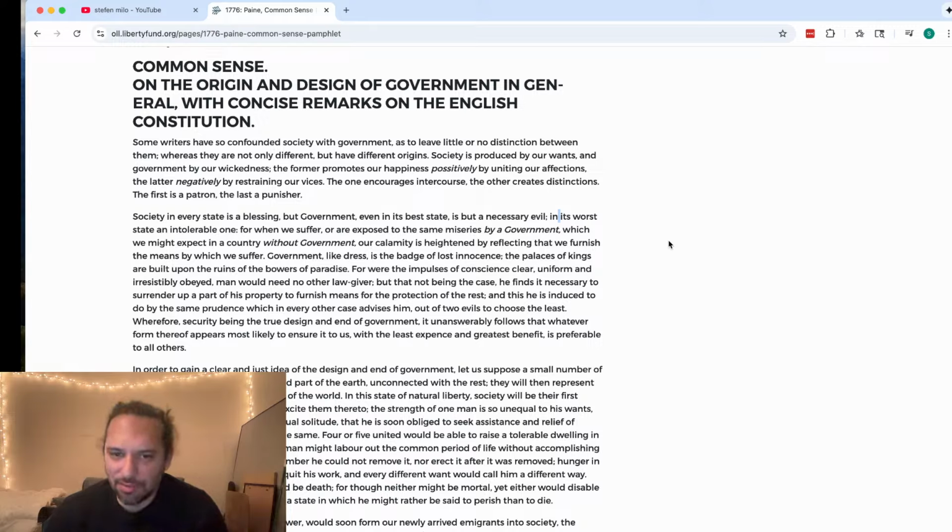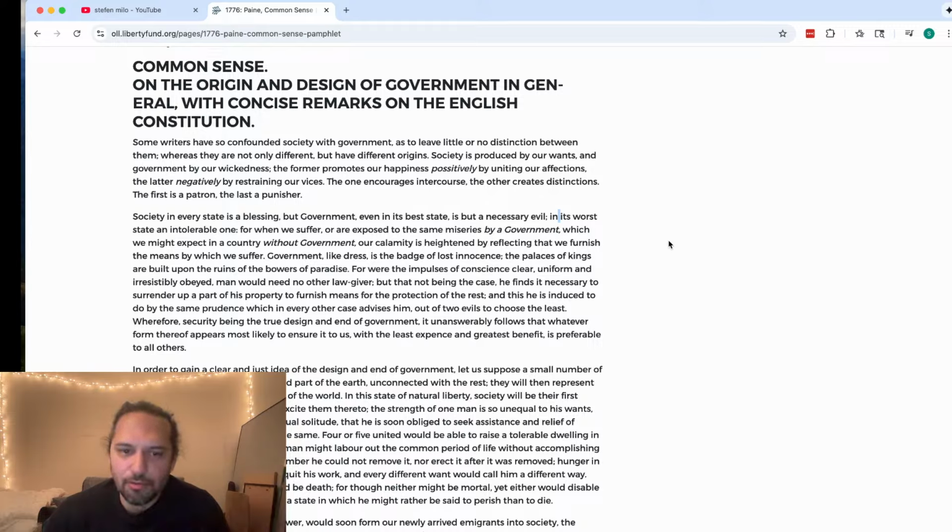"For when we suffer, we are exposed to the same miseries by a government which we might expect in a country without government. Our calamity is heightened by reflecting that we furnish the means by which we suffer. Government, like dress, is the badge of lost innocence. The palaces of kings are built upon the ruins of the bowers of paradise. For were the impulses of conscience clear, uniform, and irresistibly obeyed, man would need no other lawgiver.